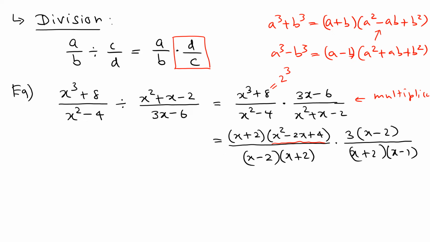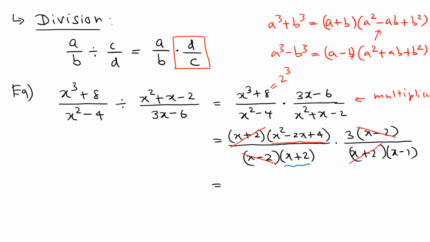Now what we're going to do, we're going to cancel common terms, one from numerator, one from denominator. So x plus 2 goes with x plus 2, and then x minus 2 cancels x minus 2, and you can see that there are no more common factors. So that means we can leave the rest. When you have common factors, if you see there are 2 terms in the bottom, you can cancel any one you like. So for example, we could have also cancelled this one.